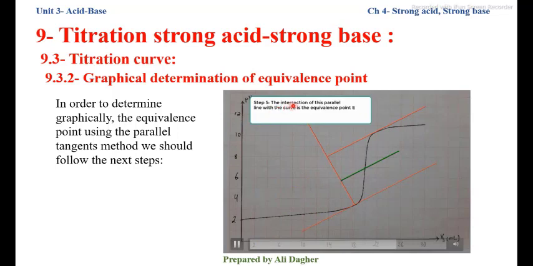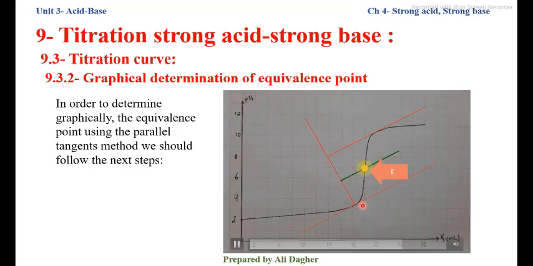Step 5, the intersection of this parallel with the curve is the equivalence point. This is the equivalence point E. Now, locate the coordinate of the equivalence point E. The vertical line determines the abscissa of the curve, which is VBE equal 20 milliliter, and horizontal line to the ordinate we have pHE equal 7. Then the coordinates of the equivalence point are VBE equal 20 milliliter and pHE equal 7.